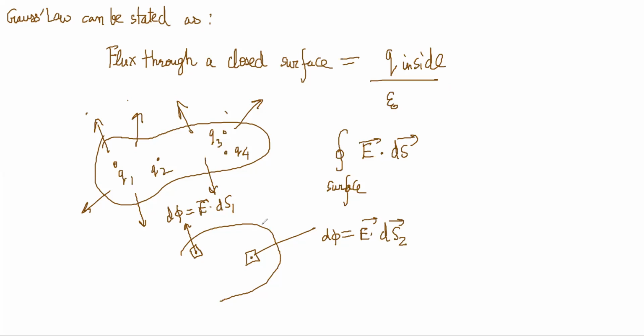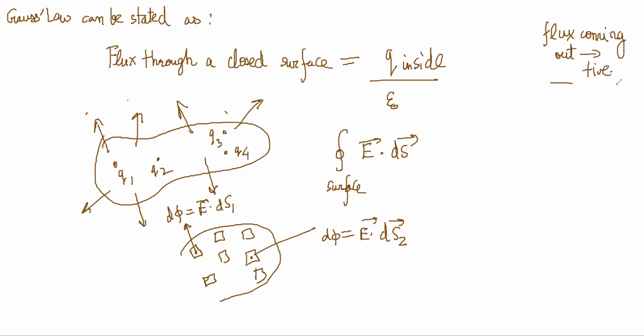Yes, sir. And when you do the integral, you are basically repeating it for all such areas, right? At each point of the surface, you are doing this d phi, and you are adding up all the fluxes. With the understanding that flux coming out of the surface is positive and flux going into the surface is negative.